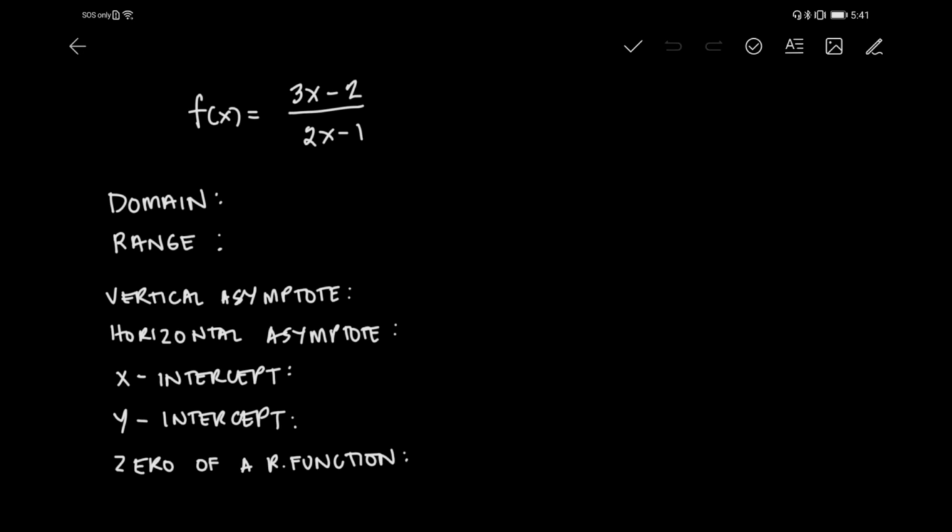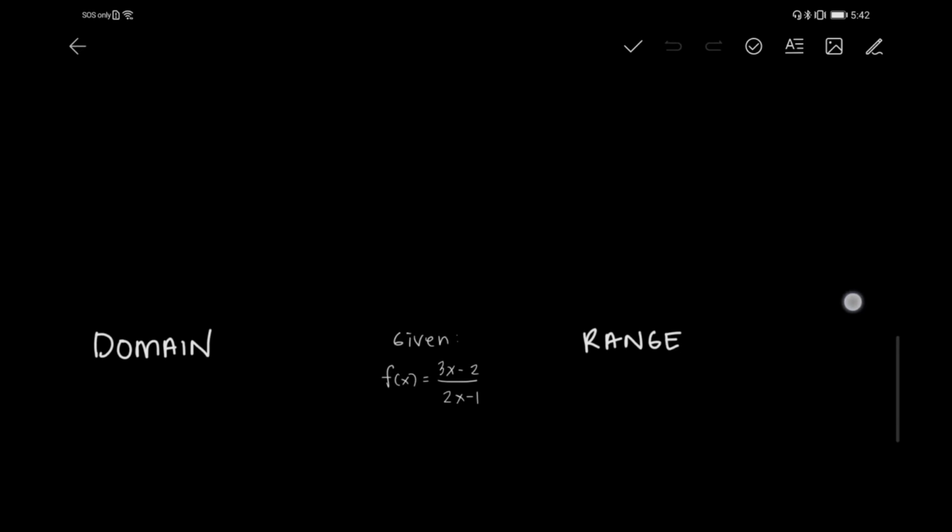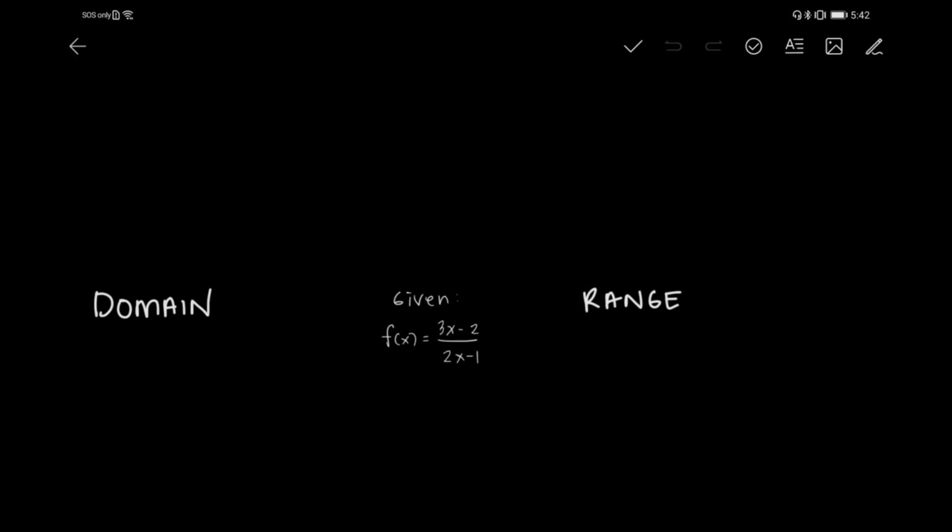Okay, to find the value of our domain and the range, what we're going to do is we are just going to equate yung ating denominator which is equal to 0. So this time, let us proceed muna kung paano natin nakukuha ang value ng ating domain. So we have here, sinulat ko yung ating given function which is f of x is equal to (3x minus 2) over (2x minus 1).